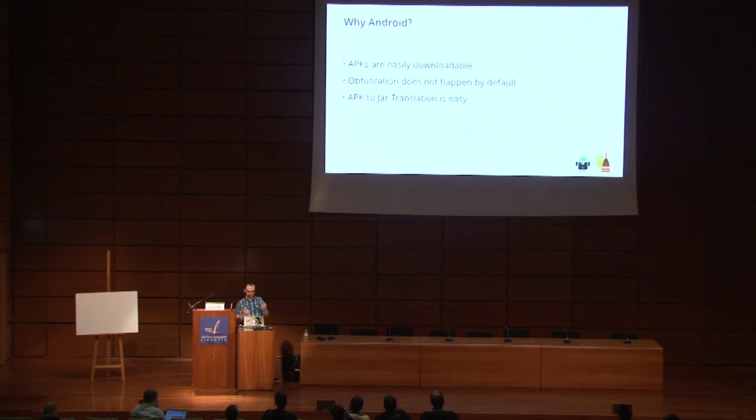And why Android? Well, that's the Droidcon. Probably that's the first reason. On top of that, it's very easy to decompile Android. We can download APKs very easily from any source on the internet. Obfuscation is not always happening by default. That means we need to activate our ProGuard file or our DexGuard. If we're using another platform, we need to specify which folders we want to encrypt, take some files out, etc. And the translation from APK into a jar file is extremely easy.